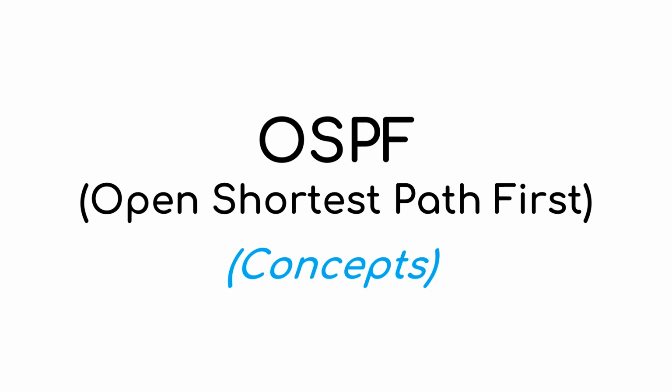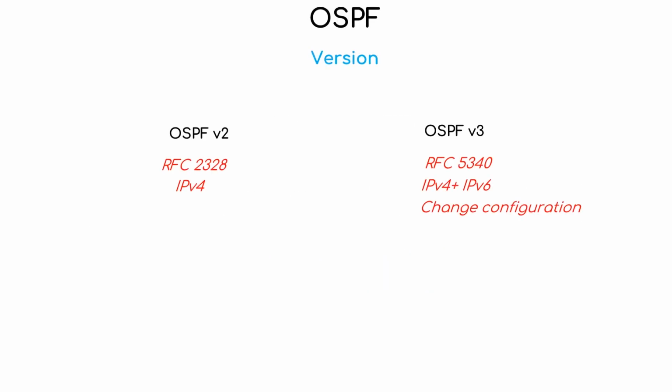Firstly, let's talk about version. Nowadays, OSPF has two versions, version 2 and version 3. Version 2 supports IPv4, and version 3 is an upgrade from version 2 that supports both IPv4 and IPv6.